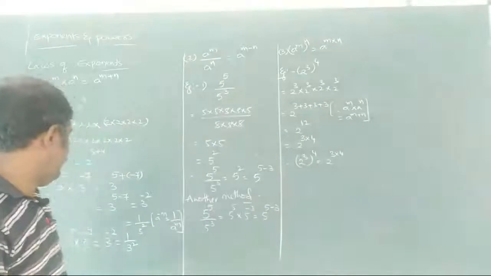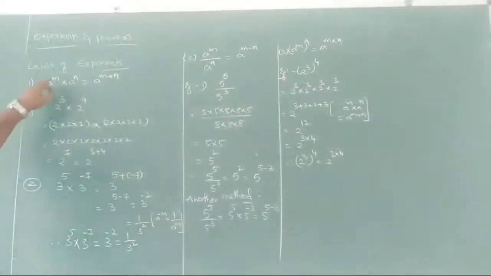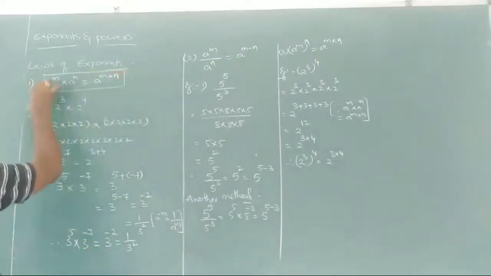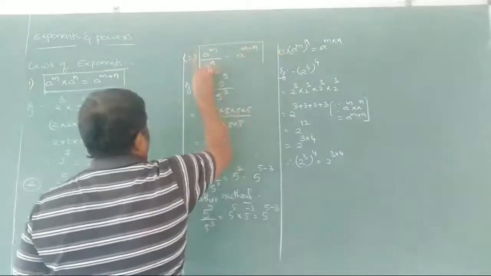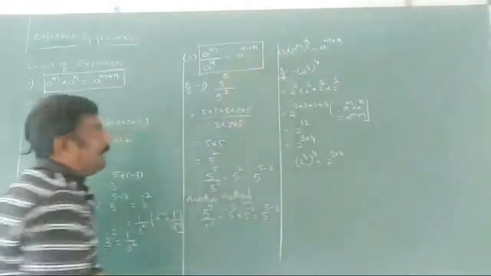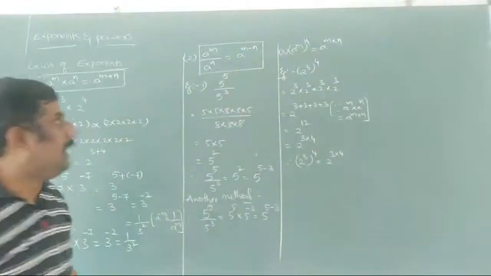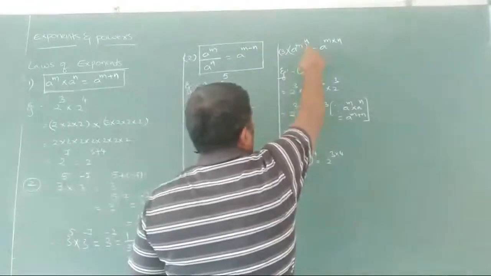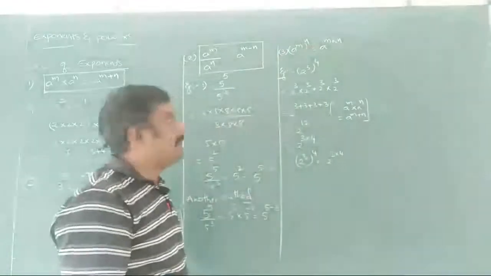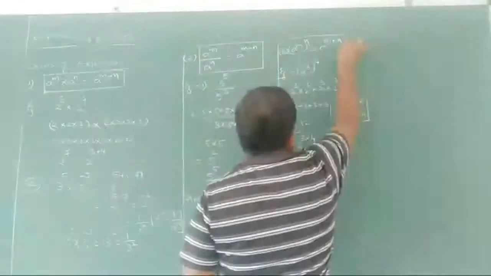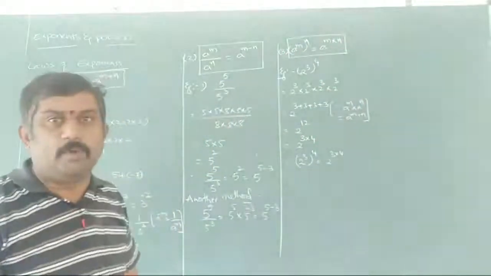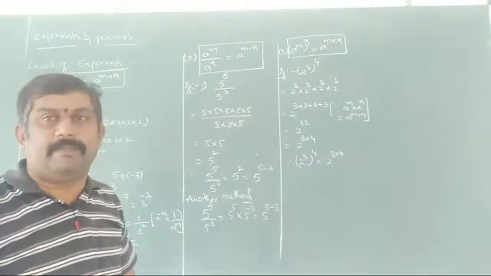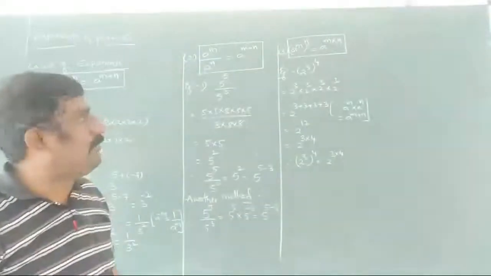Okay. So what do we have first? a to the power of m into a to the power of n is nothing but a to the power of m plus n. And second one is a to the power of m by a to the power of n, nothing but a to the power of m minus n. And third one is a to the power of m whole to the power of n, nothing but a to the power of m into n. Now we go with the next, fourth one.